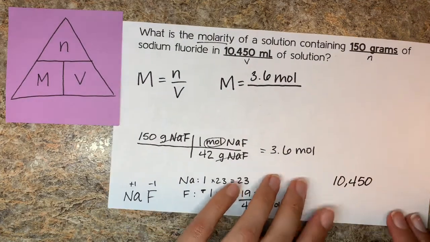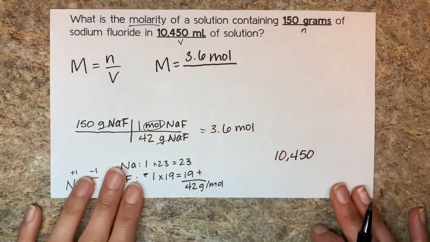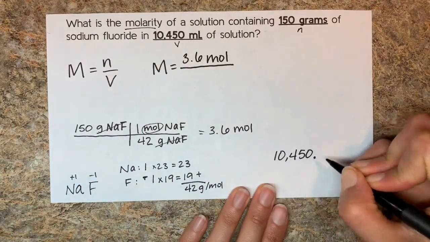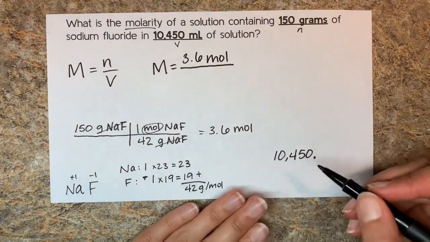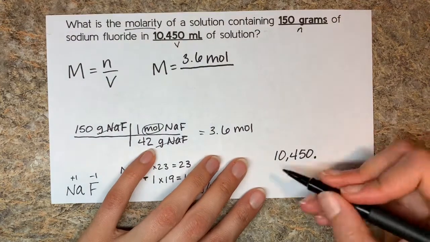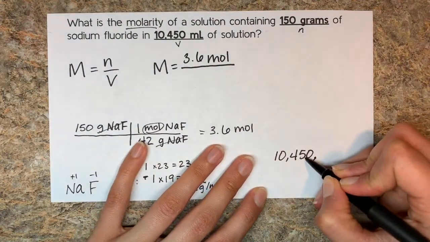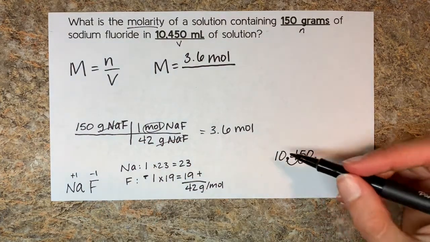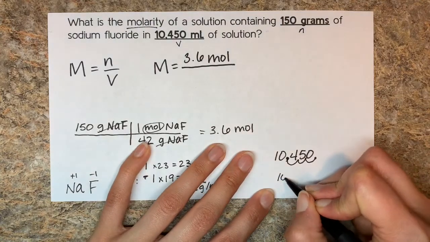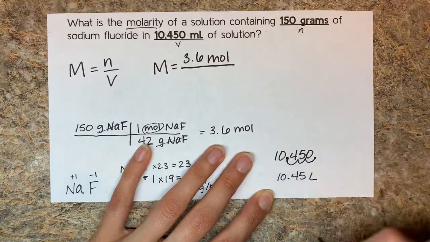Now, since there is no decimal in this number, I'm going to put it at the end. And remember to get from milli, the box on your metric stairs that says milli, up to liters, which is base unit, you are going to have to move 3 stairs to the left, which means that in order to change this into liters, I move the decimal 3 spaces to the left. So we go 1, 2, 3. This is where my new decimal is. So 10,450 milliliters is equal to 10.45 liters.